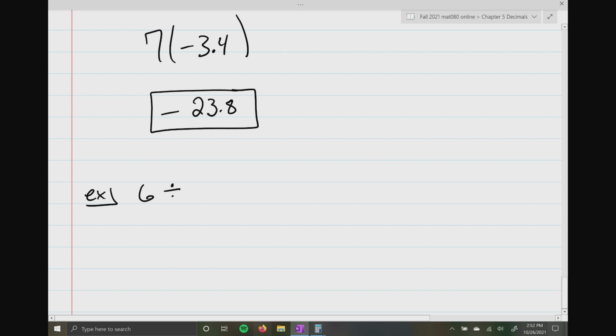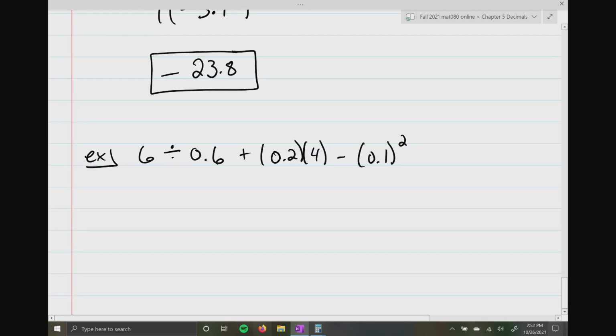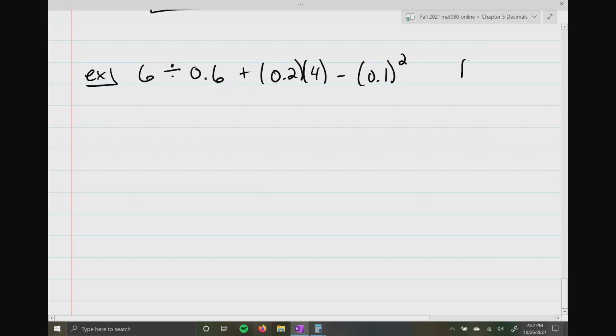All right. We're going to get more difficult. Let's do 6 divided by 0.6 plus 0.2 times 4 minus 0.1 raised to the second power. All right? So you got to remember your order of operations. So notice, even though we have parentheses first, we only have one number contained inside the parentheses. So there's no operations that we can do inside parentheses. So that one's done. Now we do have exponents. So what we're going to have to do is simplify this one first.